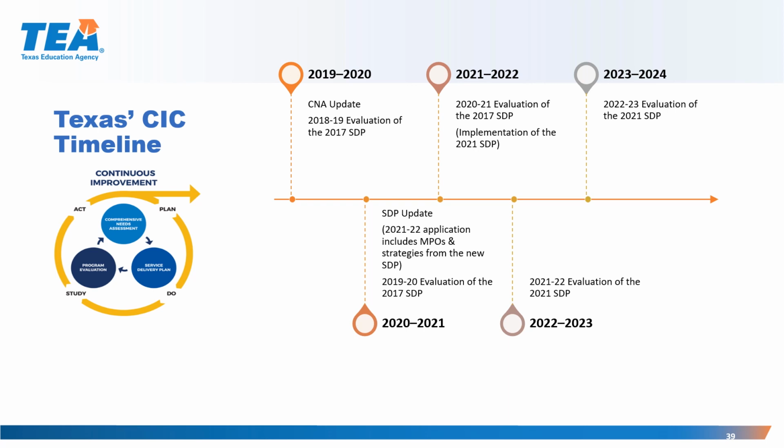In 2021-22, the 2020-2021 evaluation of the SDP was completed as well, and we implemented the updated 2021 SDP. In 2022-2023, the 2021-2022 evaluation of the 2021 SDP was completed. And for the upcoming year of 2023-2024, the 2022-2023 evaluation of the 2021 SDP will be completed as well.